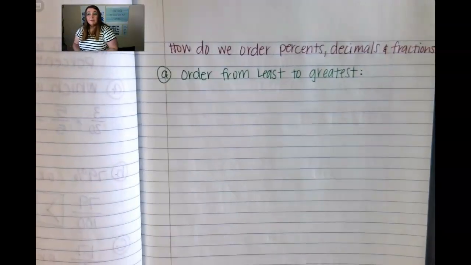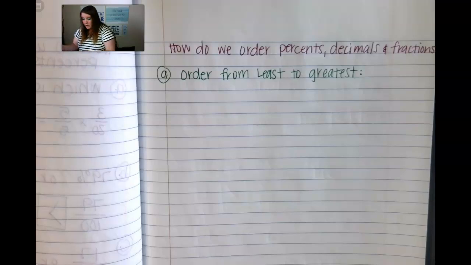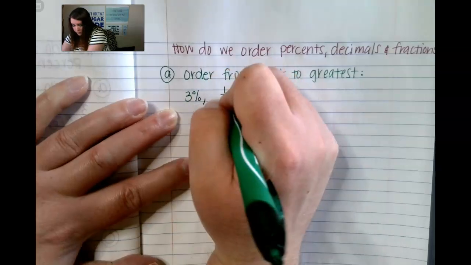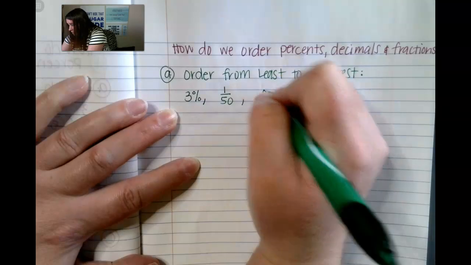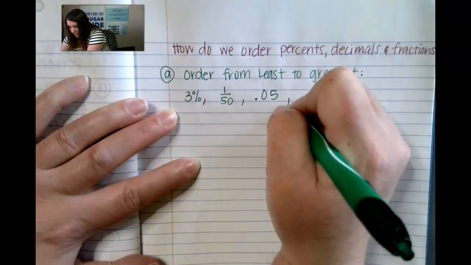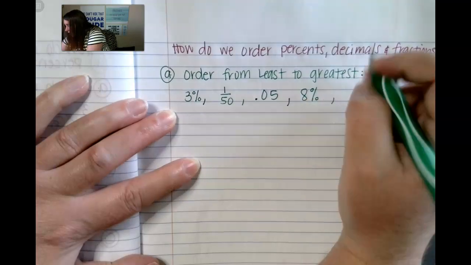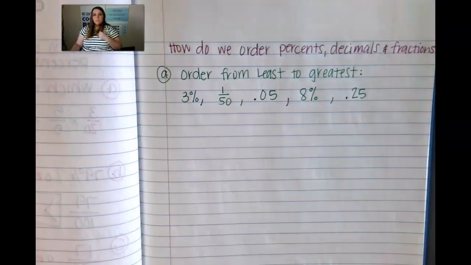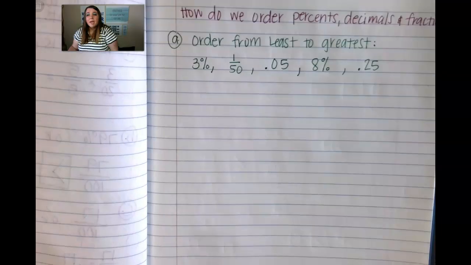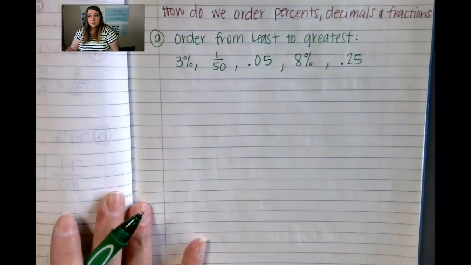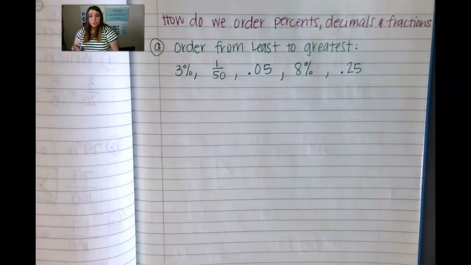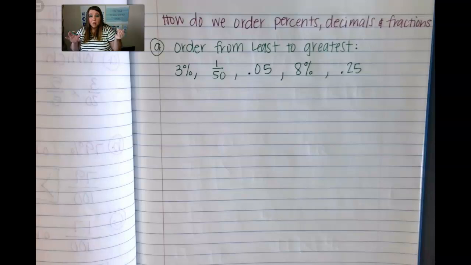All right, so the question says order from least to greatest, and that is off my screen. Okay, so ordering from least to greatest, they're going to give you a list of things like 3%, 1/50th, 0.05 or 5/100ths, 8%, and 25 hundredths. And our job is to go through and compare these things so that we can put them in order from least to greatest. So our first step in our last lesson was to make them all into the same representation. So we're going to do that.